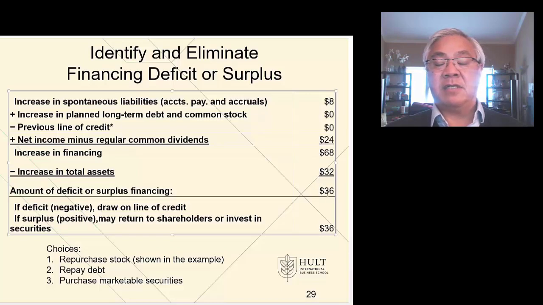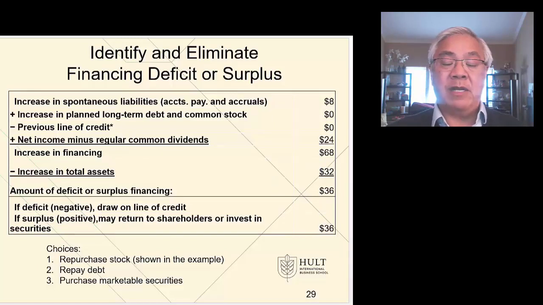And so the amount of deficit is 36. In this case, it's a surplus. So we're going to actually use all that surplus and pay a bigger dividend. So that's kind of going at it the other way, like from a net standpoint, what happened during the year. Now, we didn't have to do this by paying a special dividend. We could have repurchased stock, we could have repaid some debt, the $500, or we could have bought some marketable securities and add or start building a war chest for rainy days or for an acquisition.